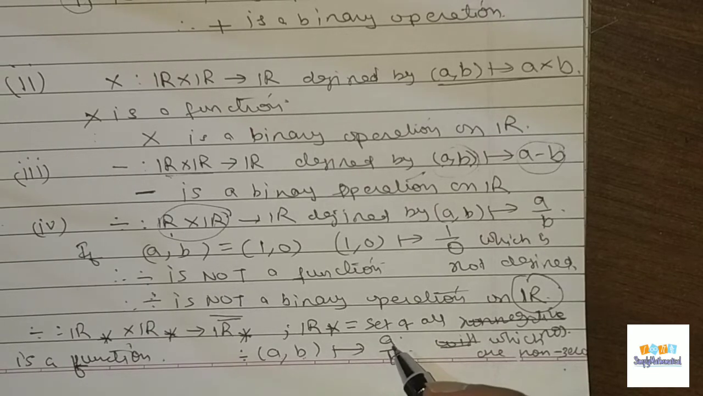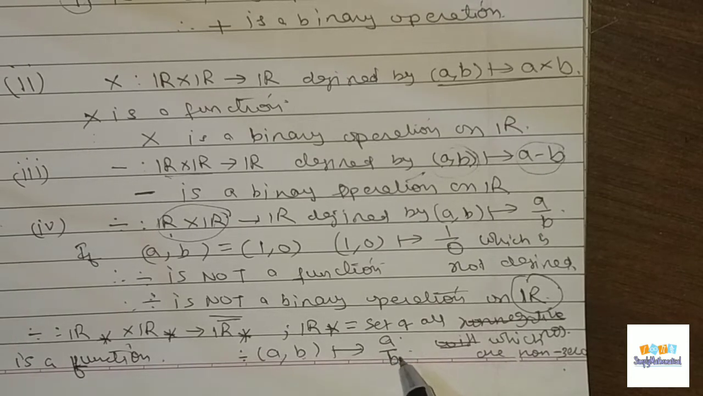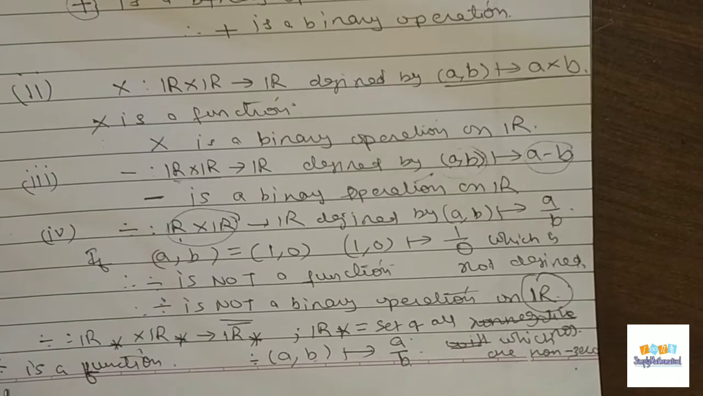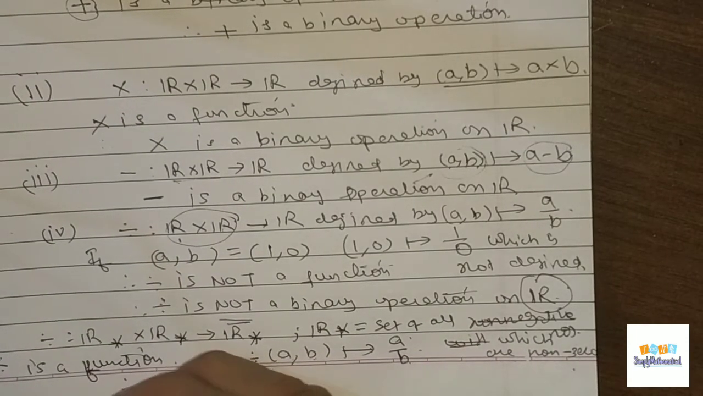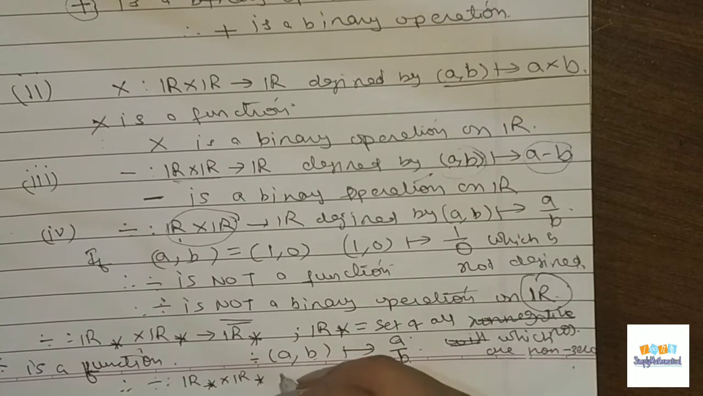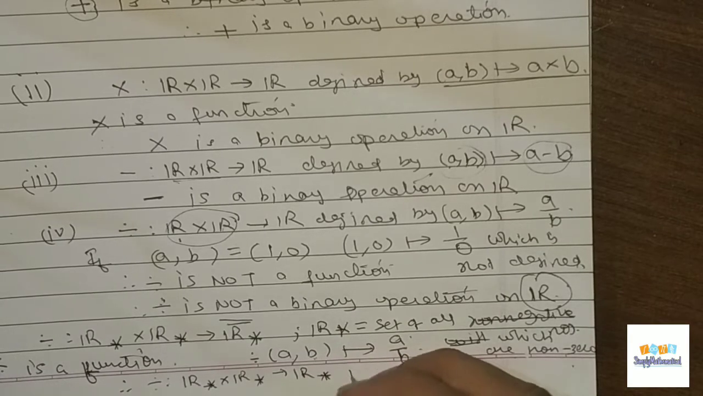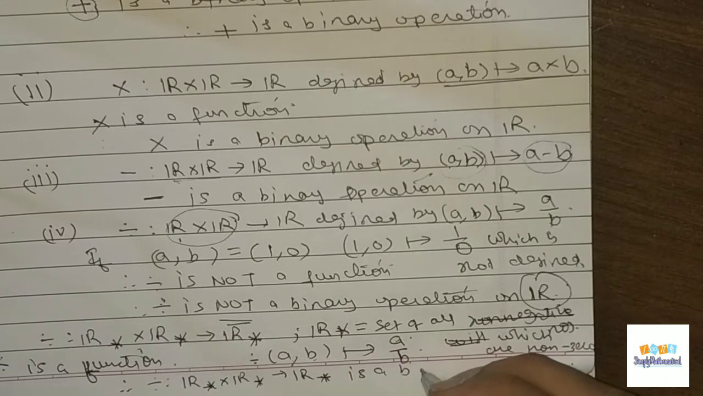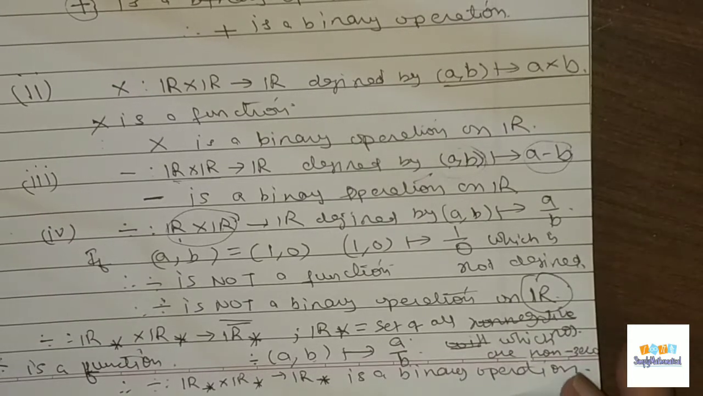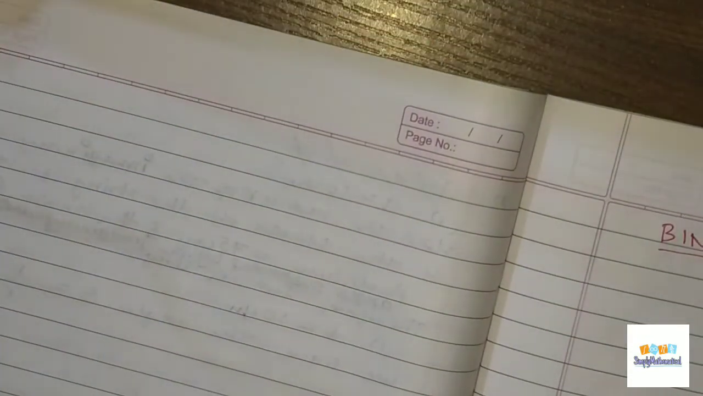Even if a is 0, you will get 0 by b, okay, but a is never 0 also. But this is important: b is never 0. So this quantity will be always defined. So division is a function, and so what will happen? Division from R star cross R star to R star is a binary operation. So some operations in some sets become binary operations.